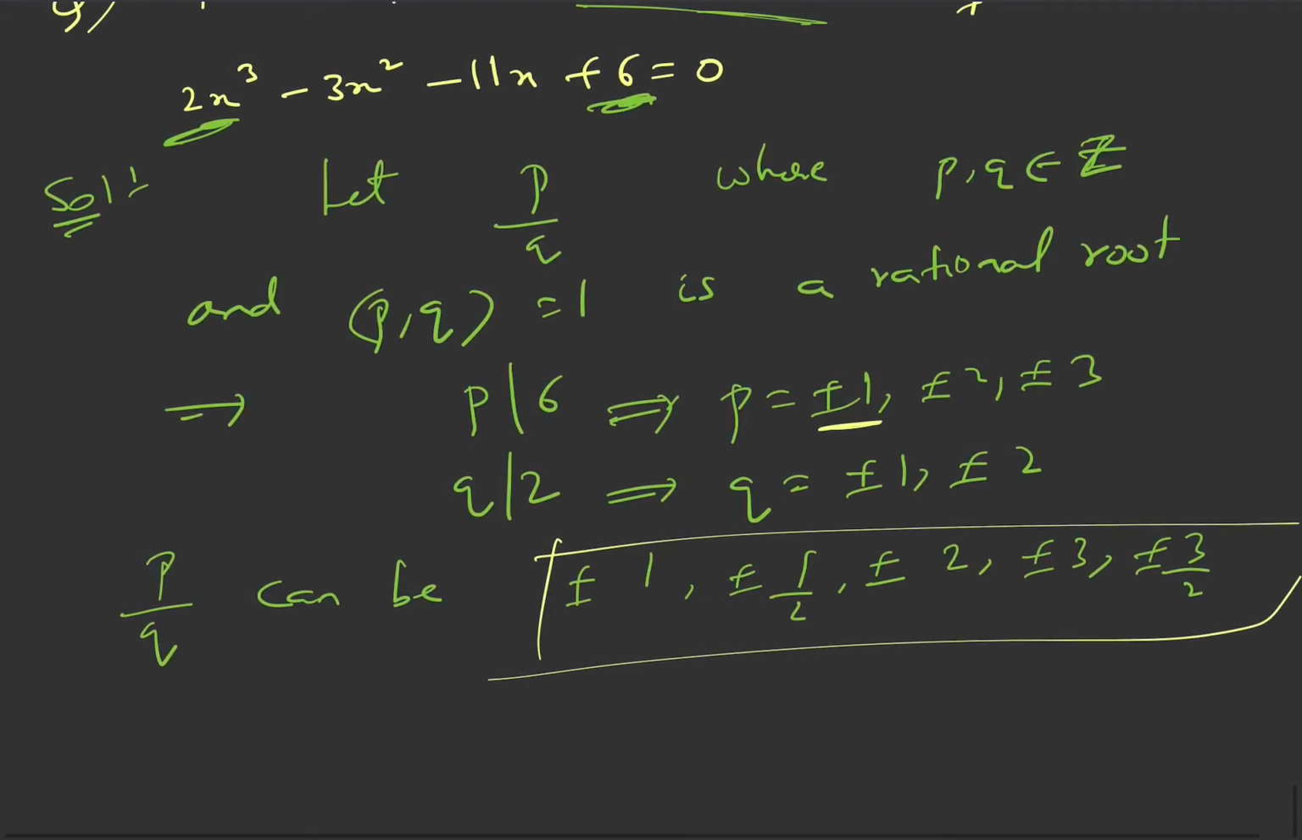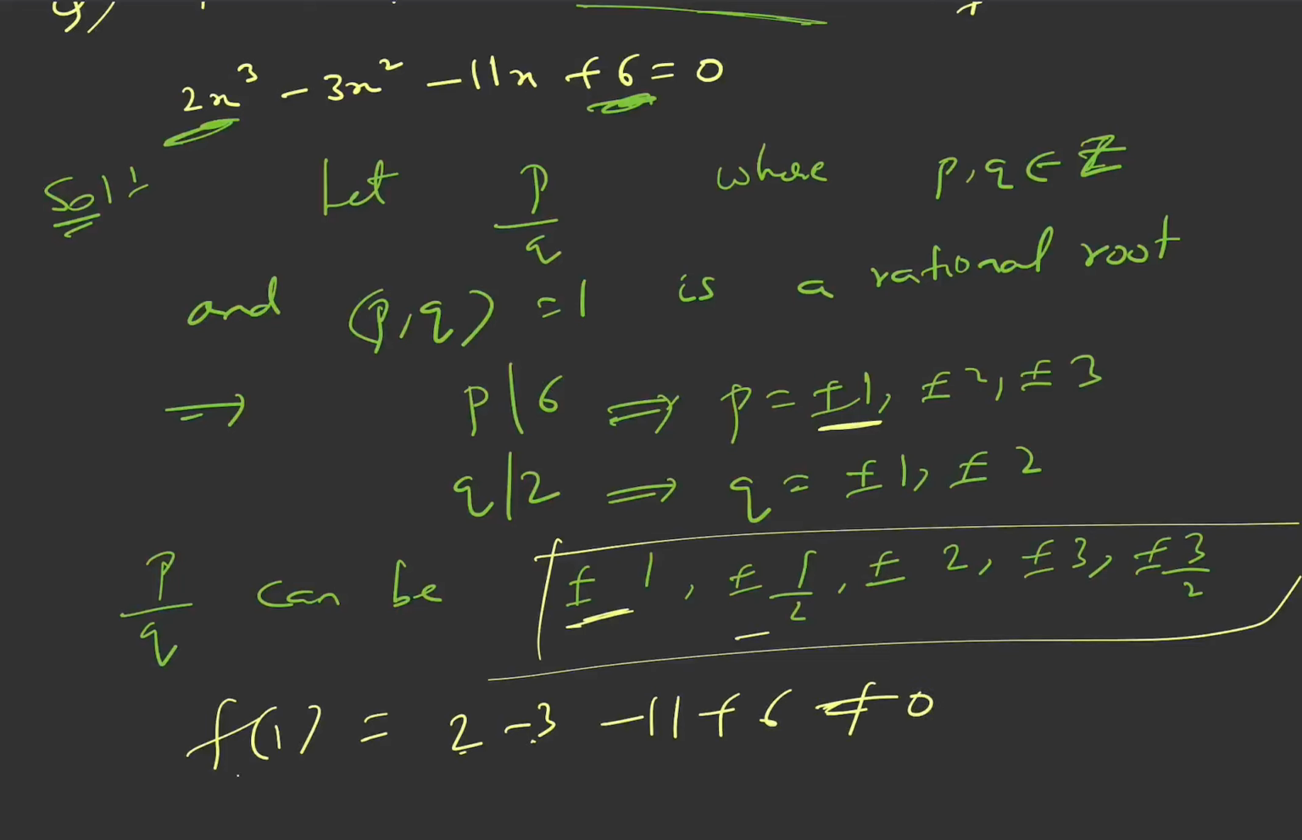So now if you just try to check whether 1 is a root, 1 by 2 is a root, 2 is a root, and so on. Then if you check 1, you will get f of 1 as 2 minus 3 minus 11 plus 6. So this is minus 1. So this is not 0, right?